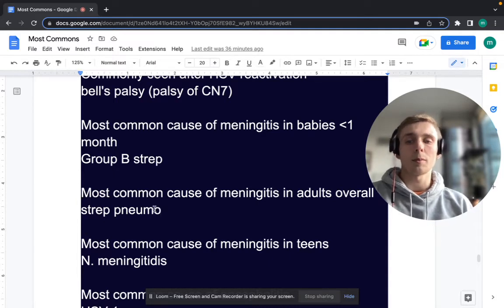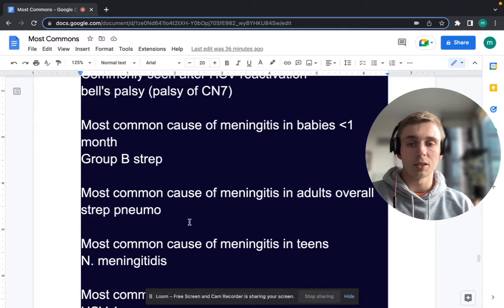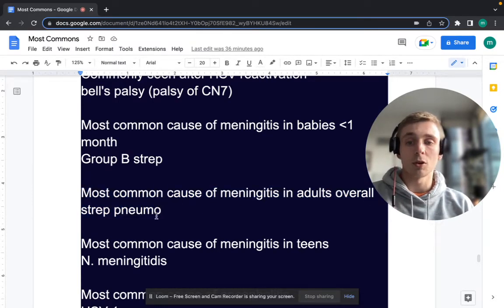So strep pneumoniae, and I heard from somebody that how you can get this is by picking your nose, basically. If you damage some of the veins there, you can get strep pneumoniae. If you have a viral infection that goes into the veins and into the venous sinus of the brain, it can lead to meningitis. So that's bad. Most common cause of meningitis in adults overall, strep pneumo.